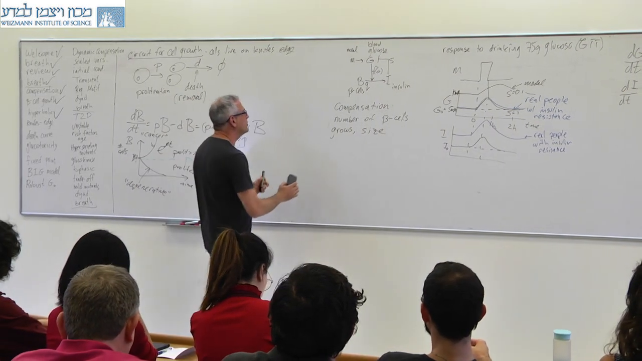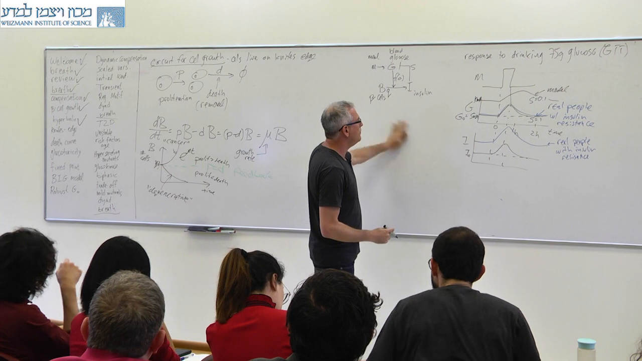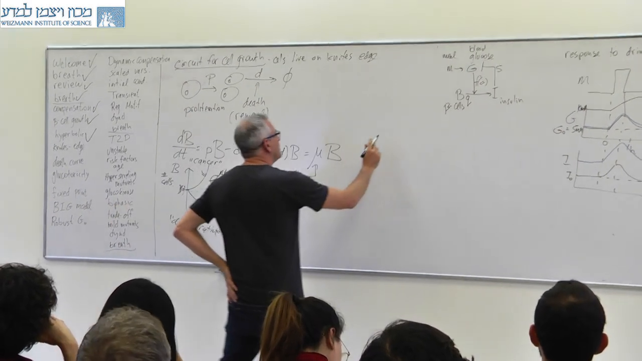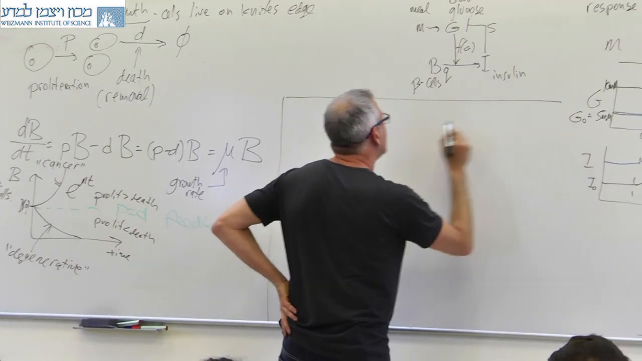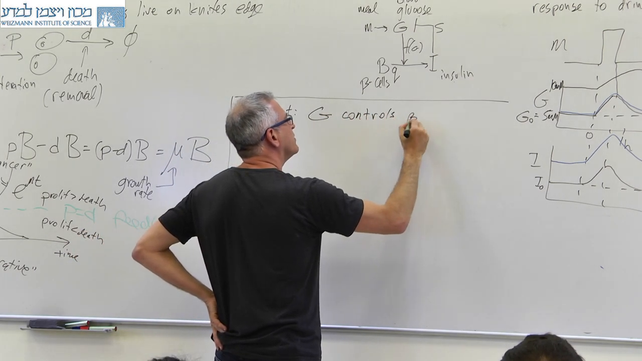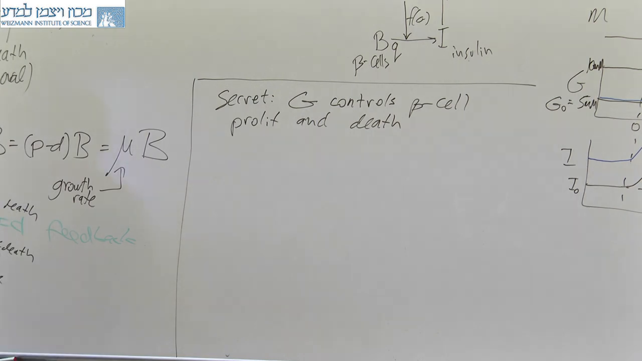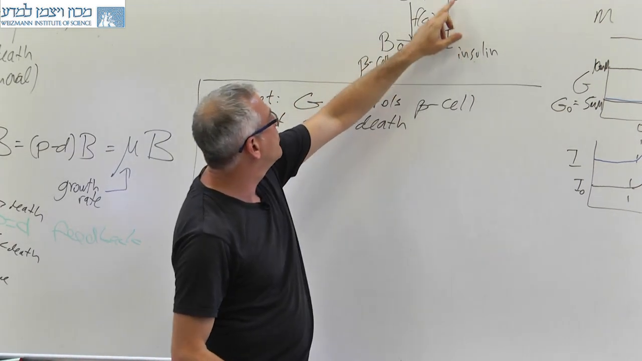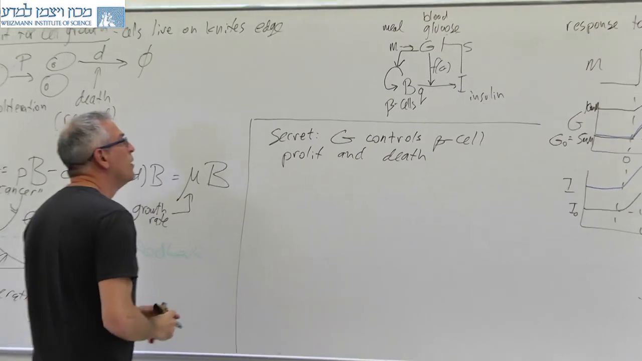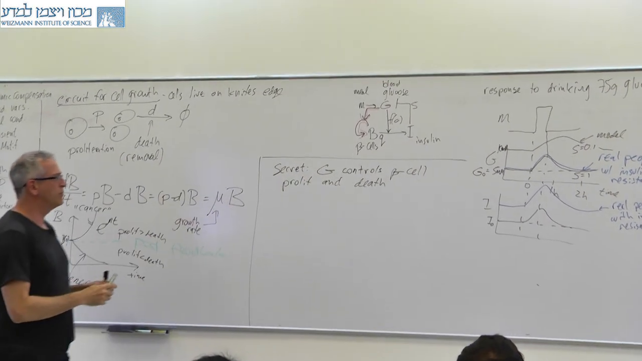How does this work? How do we have this feedback? The way this feedback is achieved is that the secret is that glucose controls beta cell proliferation and death. It's a variable that beta cells are controlling, that controls their proliferation. I'm going to highlight this. So this is an extra variable, an extra piece of the puzzle.